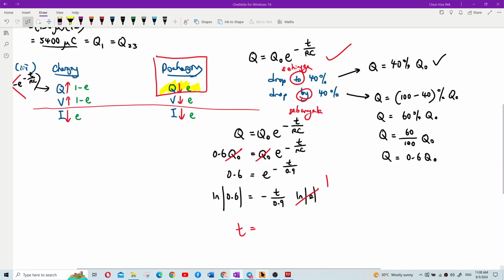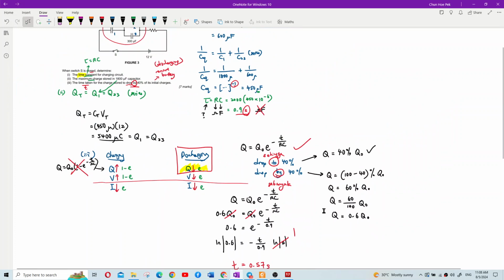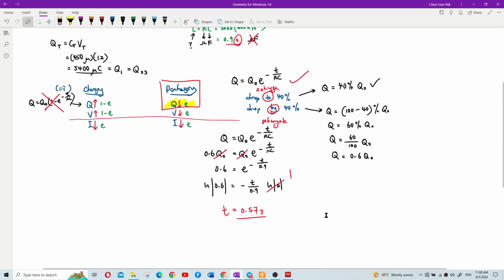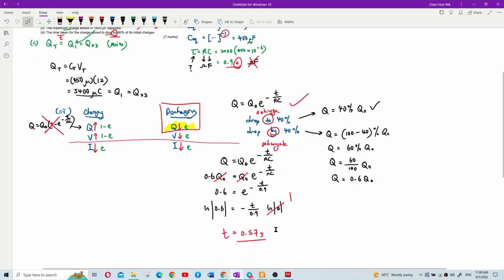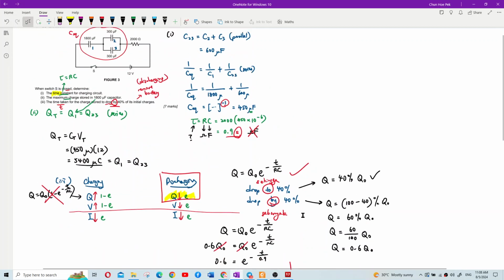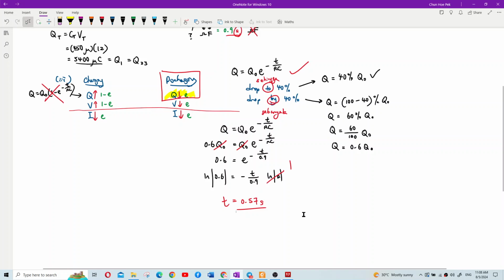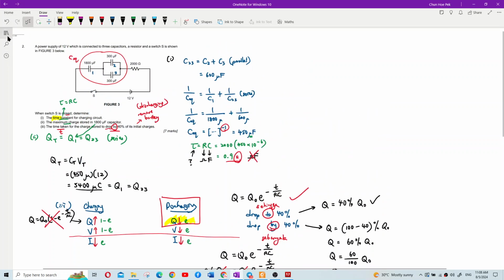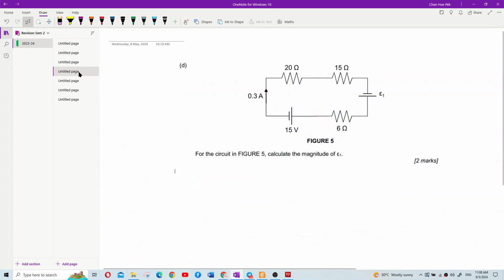Very difficult. Do you think it's very difficult? Macam mana you cakap dia susah? Class. See that 0.57 second. So easy. You can get it. What's so difficult? Okay. What else?